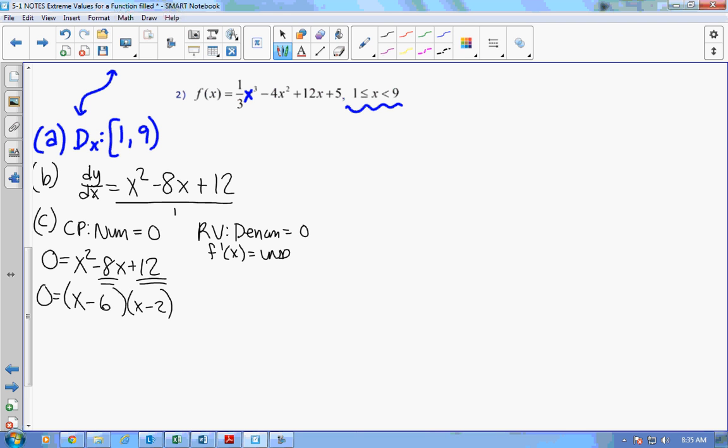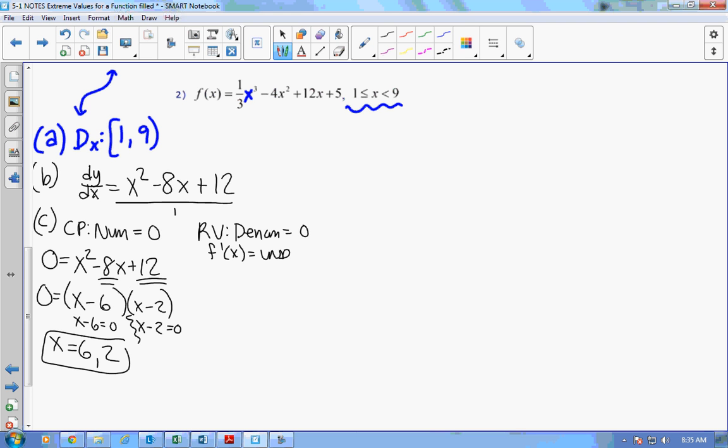Okay, so we use the 0 property. You can actually do these ones in your head. But you set each of them equal to 0 separately. And so we have our two critical points are at x equals positive 6 and positive 2. Any questions on finding the critical points?